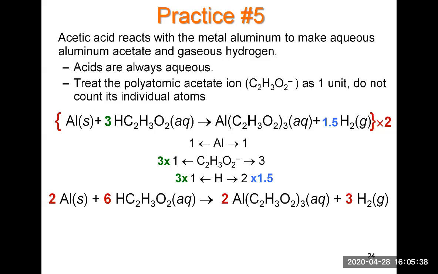So let's verify that this is balanced by counting the atoms again. On the left side, we have 2 aluminums and 2 aluminums on the right. Acetate, we have 6 acetate on the left and 6 acetate on the right, because 2 times 3 is 6 for acetate. The hydrogen, we have 6 hydrogen on the left, and on the right we have 3 times 2, 6 hydrogens from H2. And so this is balanced.